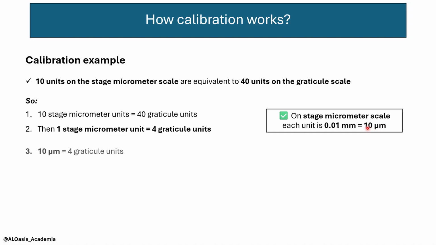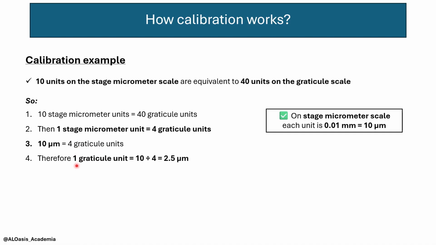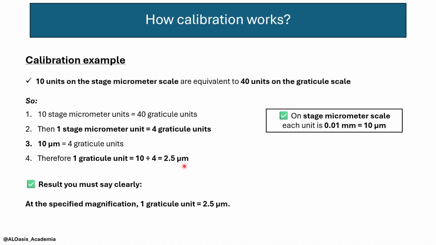Why is that important? Because this will help us now solve this problem. We're going to replace this statement, one stage micrometer unit, with just 10 micrometers, because that's what it equals. 10 micrometers equals 1 unit on the stage micrometer. So 10 micrometers equals 4 graticule units. The next step is to find how many micrometers 1 graticule unit equals. We divide this side by 4 and divide this side by 4. Then this gives you that 1 graticule unit equals 2.5 micrometers. So the main information is that in this example, 1 graticule unit equals 2.5 micrometers.